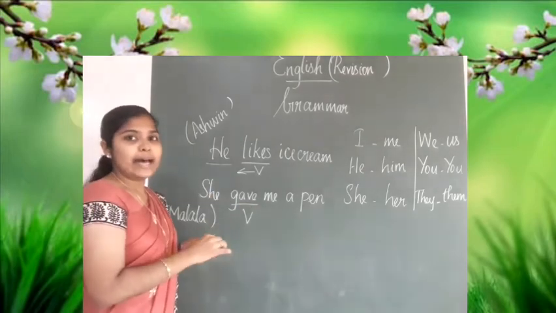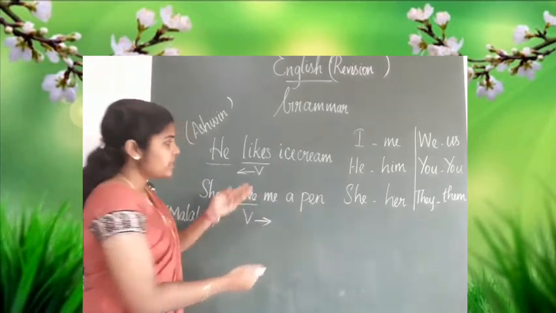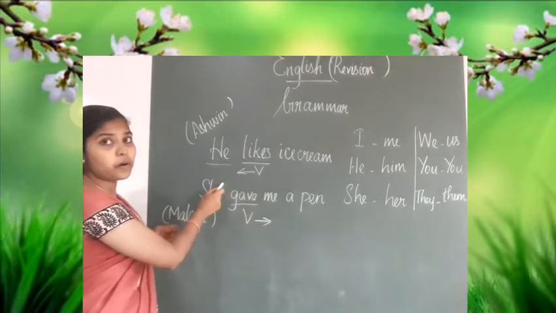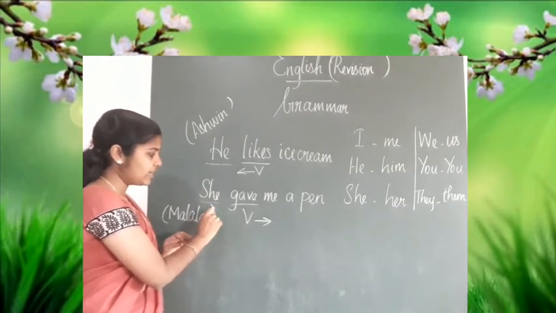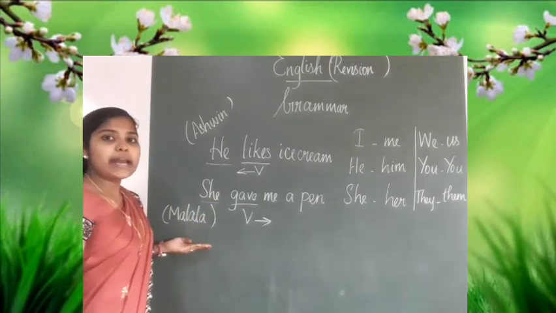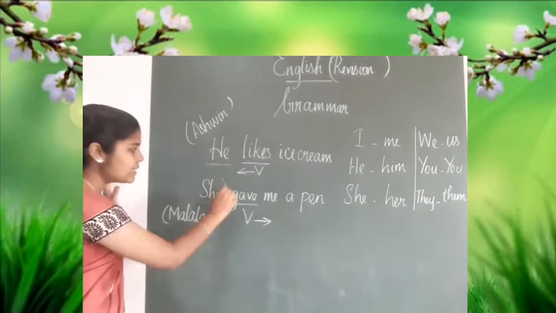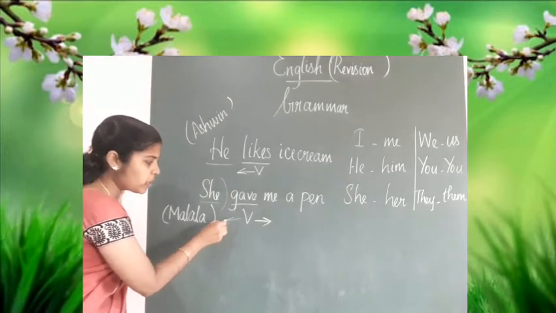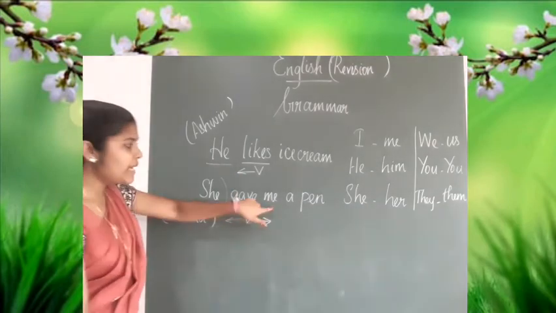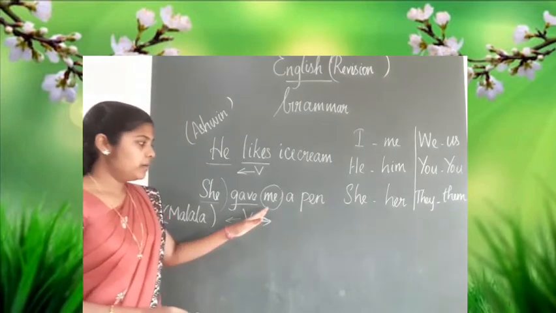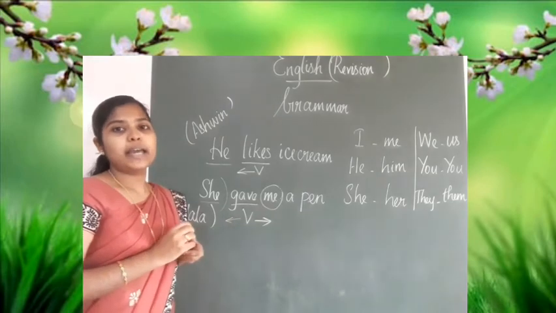I already told you that the objective case of pronoun comes after the verb. Subjective case of pronoun comes before the verb. Here, she is the subjective case of pronoun. She might refer to any name of a girl, name of a woman. So she, here, is the subjective case of pronoun. Why? Because it comes before the verb. Now, the verb gave, me. This is a pronoun, but it comes after the verb. And so, this is the objective case of pronoun.